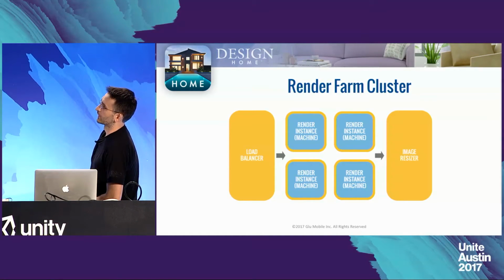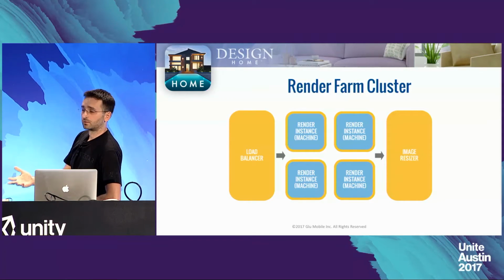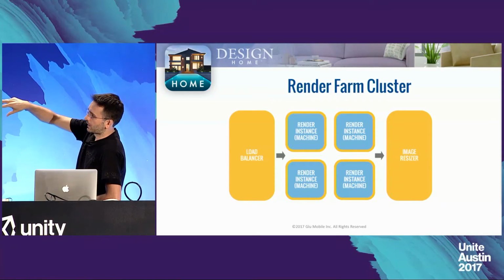Here we have our render farm cluster. The first thing it hits is a load balancer. Then there are multiple render instances, and these are physical machines that run the render server. Right now we probably have maybe 20 machines running in a cluster. After that, once an image is rendered, it goes to the image resizer.